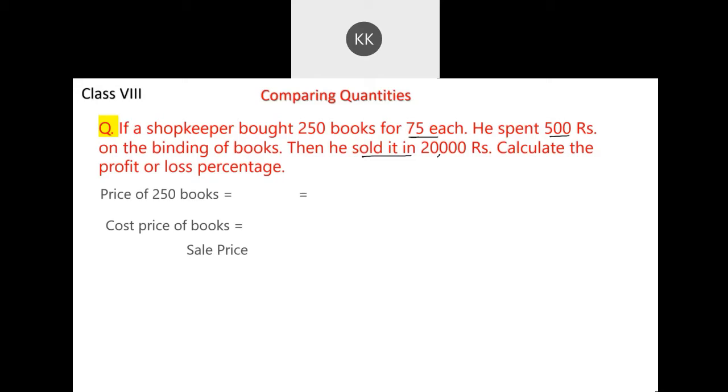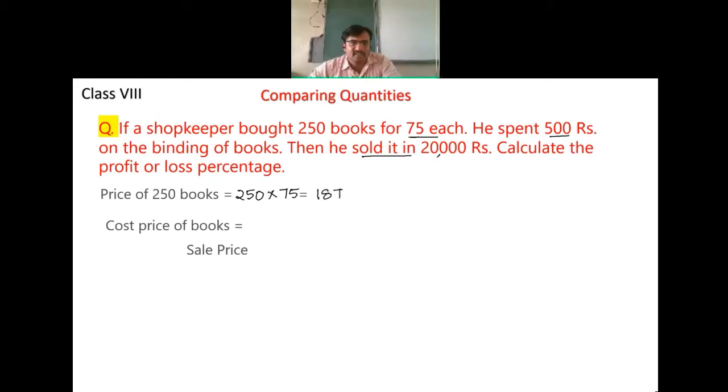Here, the price of 250 books is 250 multiplied by 75, which is 18,750. Are you sure? Yes, sir. 18,750.